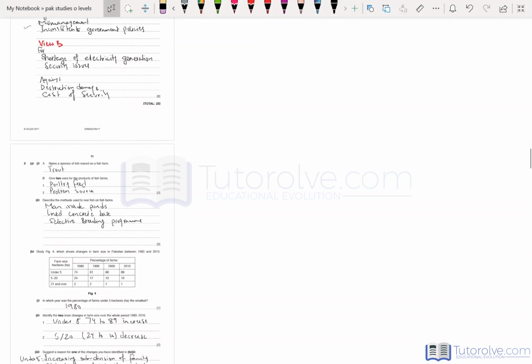Now, 3. Name the species of fish reared on a fish farm. You can name any, but trout is a good example if there is one. Give two uses for the products of the fish farms: poultry feed and protein source. Describe the methods used to rear fish: man-made ponds, lined concrete base, selective breeding programs.